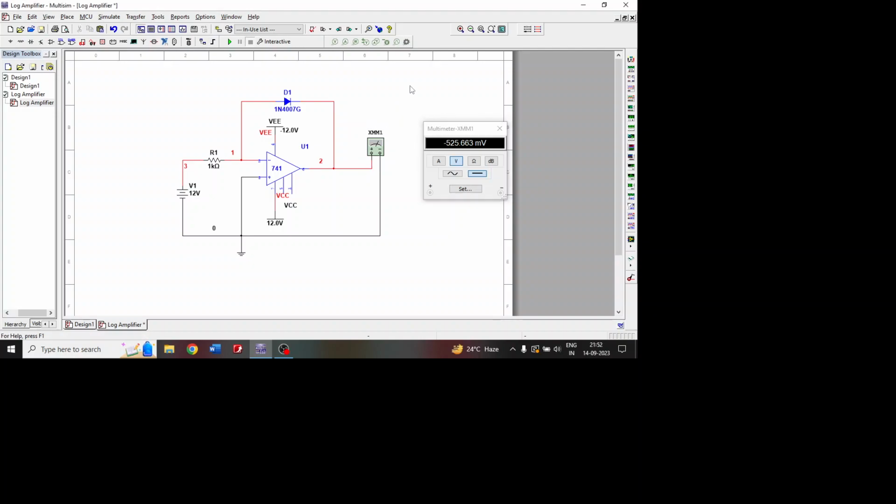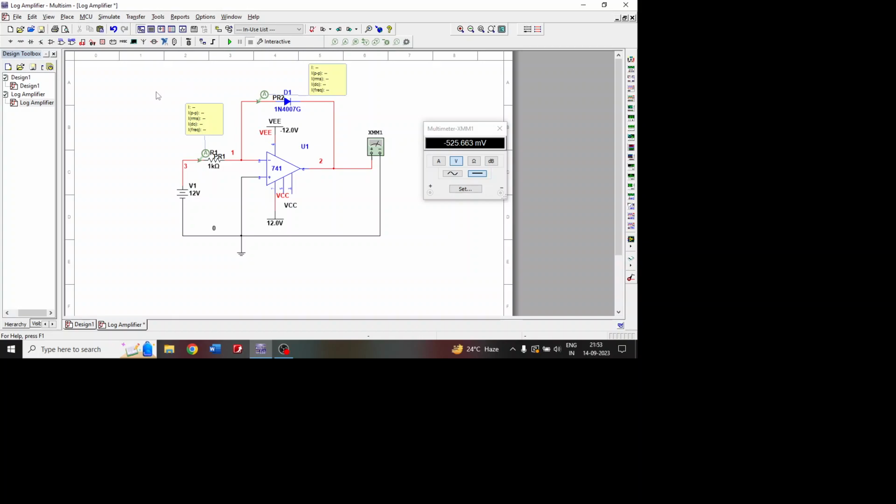Coming to the basic theory part, a log amplifier is an amplifier whose output is proportional to the logarithm of the input, which is the natural logarithm. Whatever current flows through the resistance R1, the same current flows through the diode, because the op-amp draws no current. This is the basic concept.